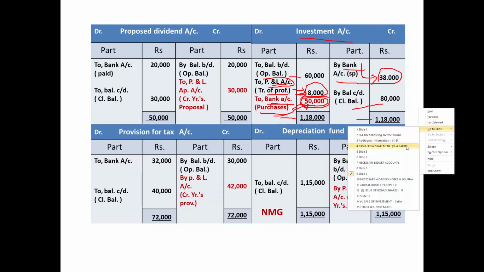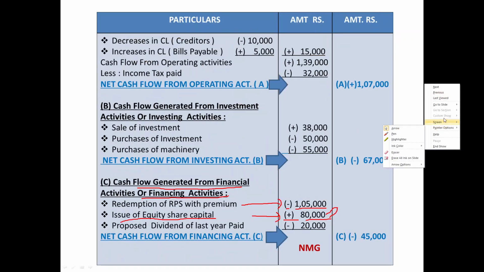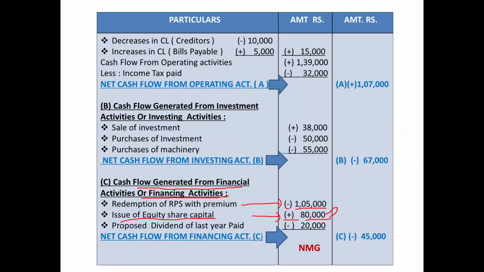Let us do it. Let us report it. Have a look. Profit on sale of investment minus 8,000. Now title B, purchases and sales. Cash flow generated from investment or investing activities, sale of investment plus 38,000. Purchases of investment minus, because it is a cash outflow, 50,000. So this was for the investment.